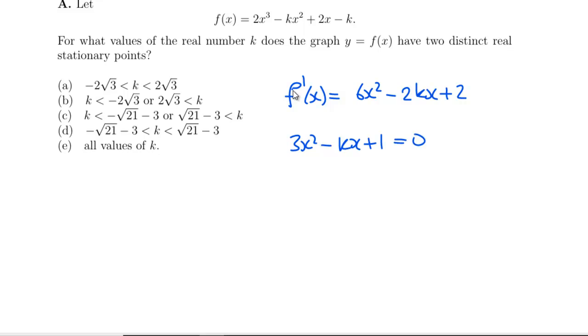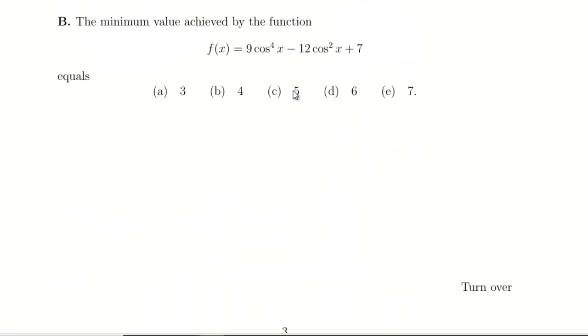We need two solutions. So we need our b squared minus 4ac, which is k squared minus 12, to be greater than 0. So that means we need k to be greater than root 12, or k has got to be less than minus root 12. And that is 2 root 3, isn't it, for each one? So where are we going on here? So it's got to be less than minus 2 root 3 and greater than 2 root 3. So it's B. Right, so it's A, fairly standard question.